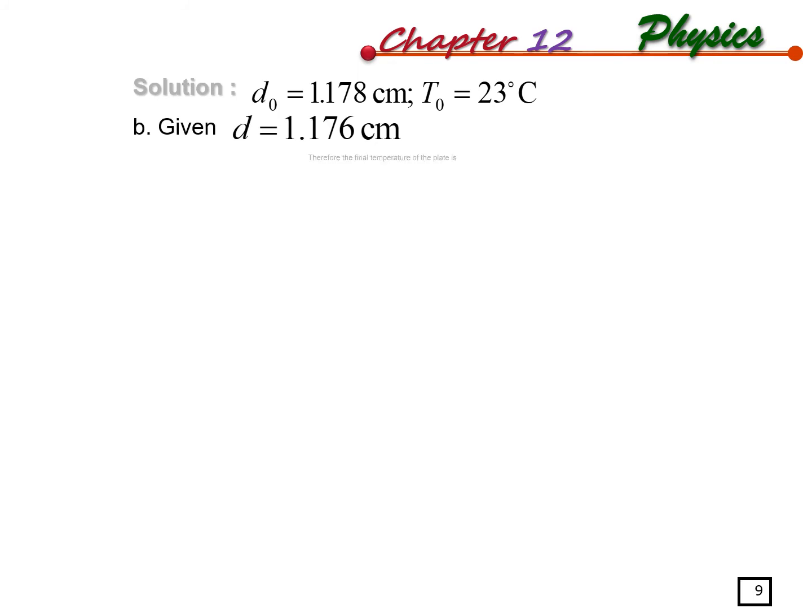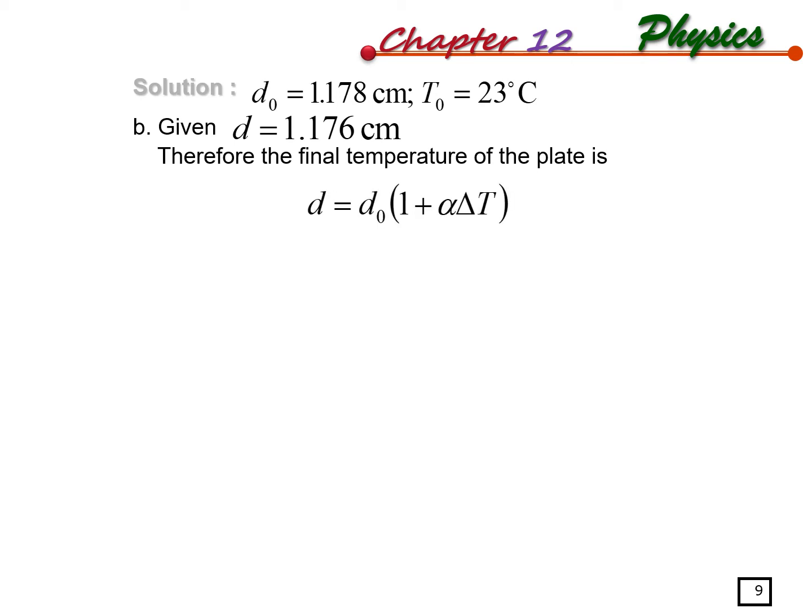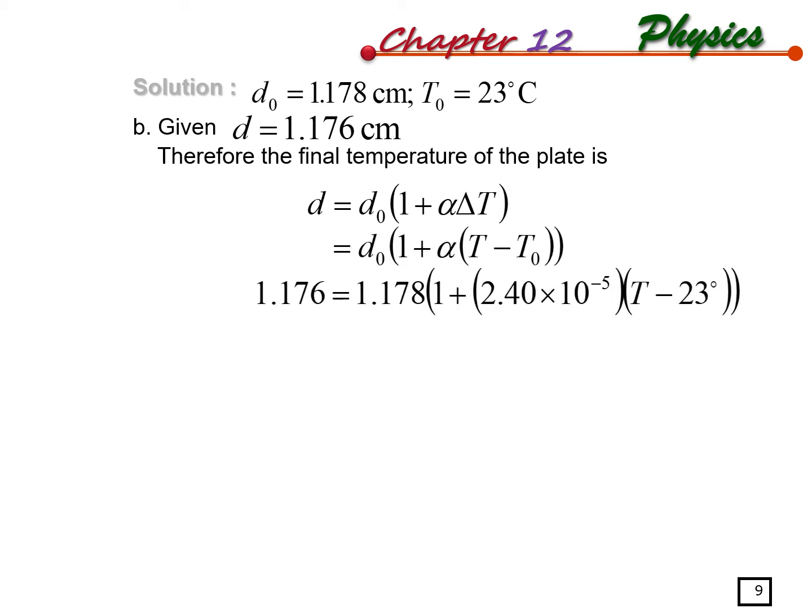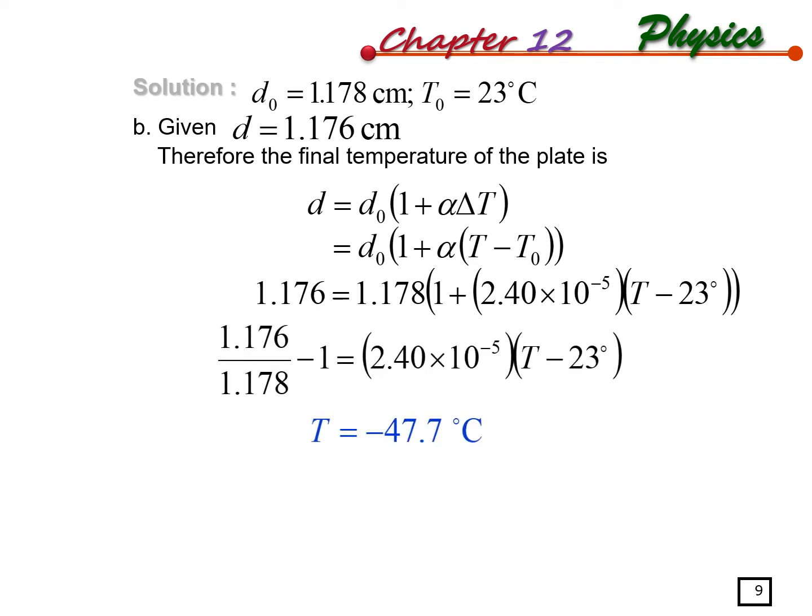Okay, so basically, using the same information, the final diameter is given as 1.176, and they wanted to calculate the final temperature. Using the same equation, we need to determine the final temperature. The initial diameter will be the same at 23 degrees Celsius, which is the reference point. So for the final temperature, we end up with -47.7 degrees Celsius. Basically the diameter decreases or shrinks, which means the temperature decreases in value for the final temperature.